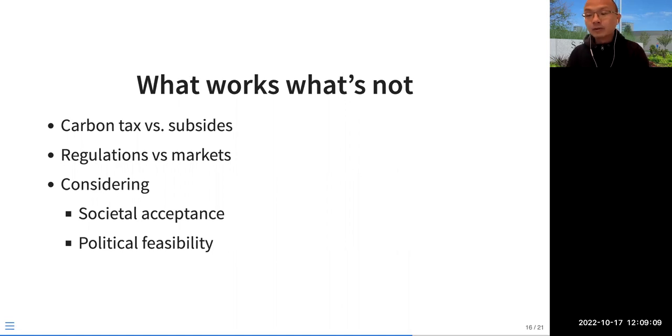So in real policy, we really need to consider social acceptance and political feasibility, and there are new discussions and new ideas trying to incorporate those limitations and considerations in the integrated assessment models, so the models can have better outcomes and better projections of what works and what doesn't.